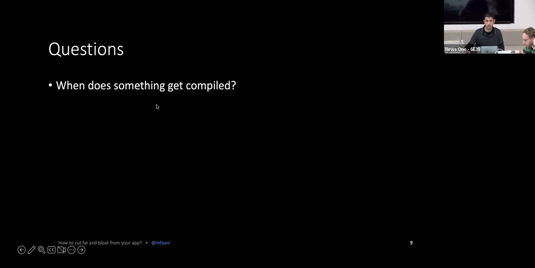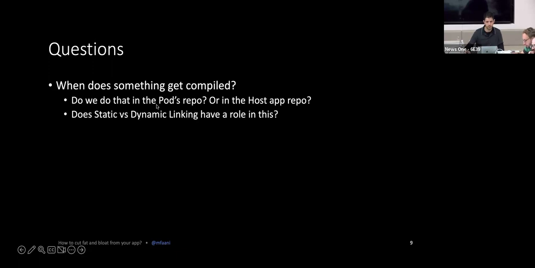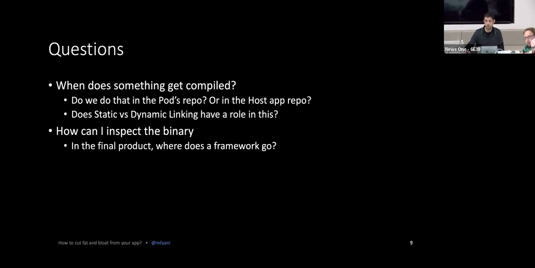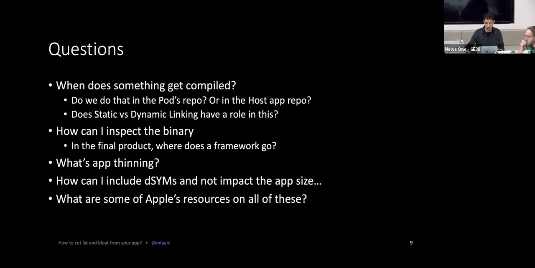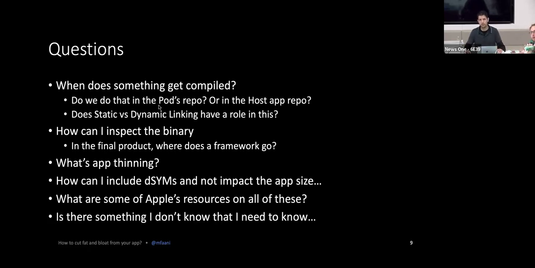When does something get compiled? Do we do that in the pods repo or in the host app repo? Does static versus dynamic library linking again have a role in this? How can I inspect the binary? In the final product, where does the framework go? What's app thinning? How can I include dSYMs and not impact the app size? What are some of Apple's resources in all of this? And is there anything that I just don't know that I need to know? So a lot of things.